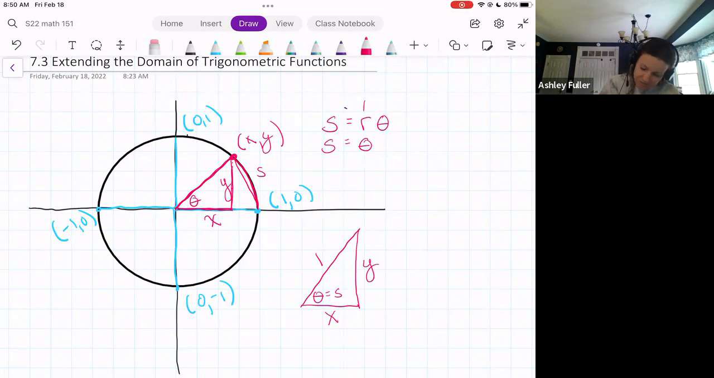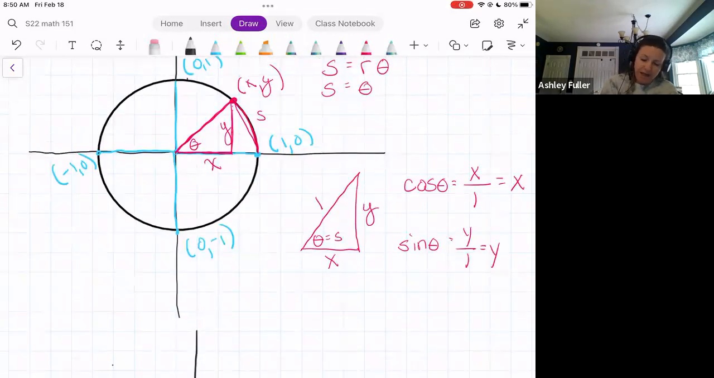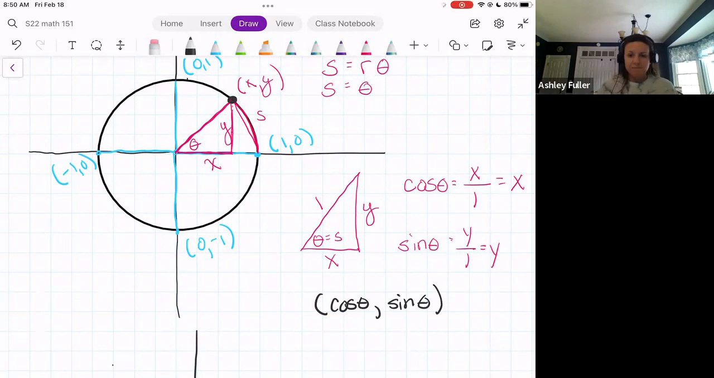Based on that, we can define that the cosine of theta is adjacent over hypotenuse, which leads us to the cosine of theta is x. And the sine of theta is opposite over hypotenuse, which is y. In other words, for any angle theta on the unit circle, since theta is equal to s, we can define the point corresponding to that angle to be (cosine of theta, sine of theta). So what does that mean?